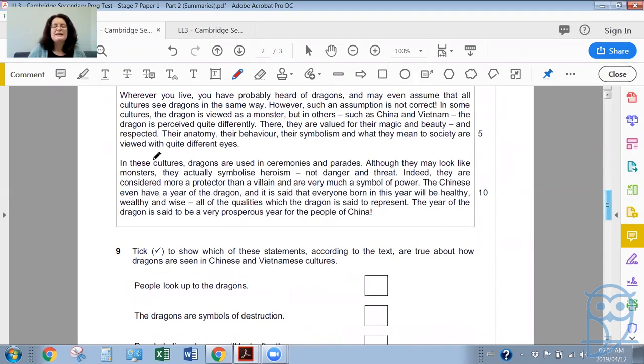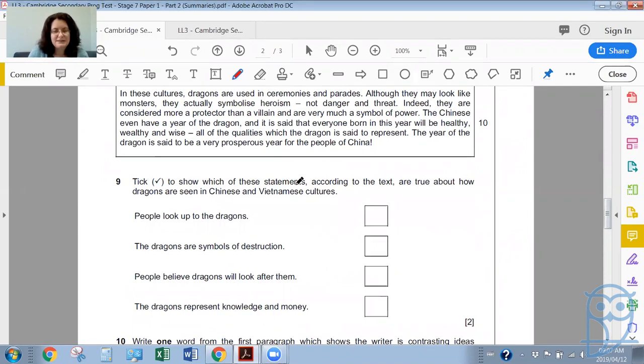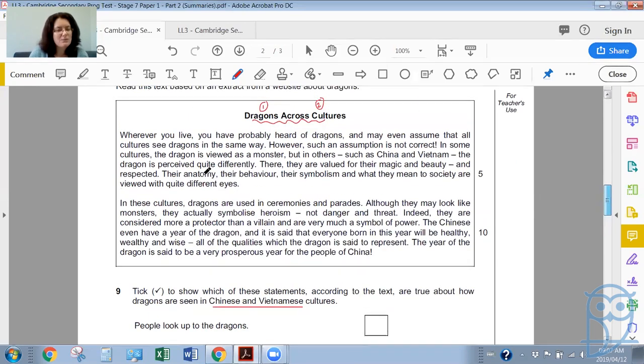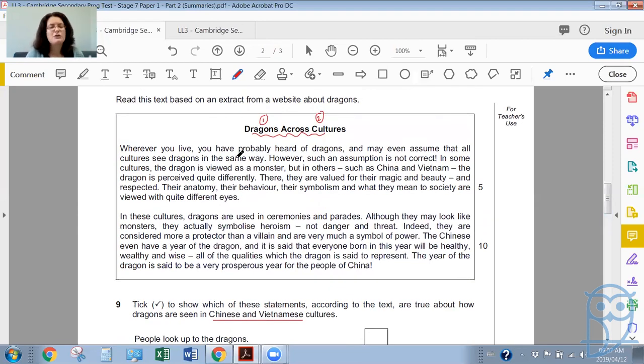It says, tick to show which of these statements, according to the text, are true about how dragons are seen in Chinese and Vietnamese cultures. So testing to see whether you've picked up on that specifically. Now, if you remember, we read the introduction. It was a general introduction to cultures and the way that most cultures or some cultures view dragons as monsters. But in others, and here you see the key words, China and Vietnam, well, what about them? The dragon is perceived quite differently. They are valued for magic and beauty.